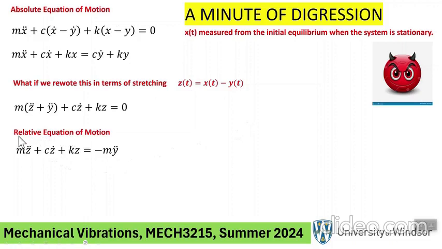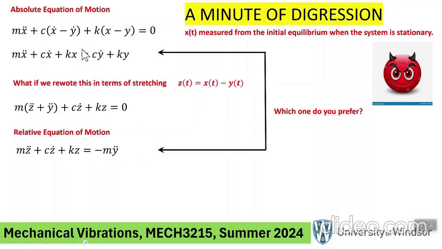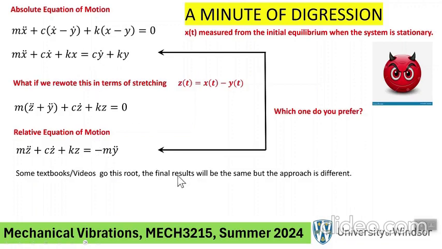Some people refer to it as a relative equation of motion because it is written in terms of the relative displacement, the difference of these, the stretching or compression of the spring and the damper. Now, the question becomes, do you like this one better or do you like that one better? Probably most of you will say, I like this one better because there's less stuff on the right-hand side. And some textbooks and some video tutorials may go that route, which is fine.